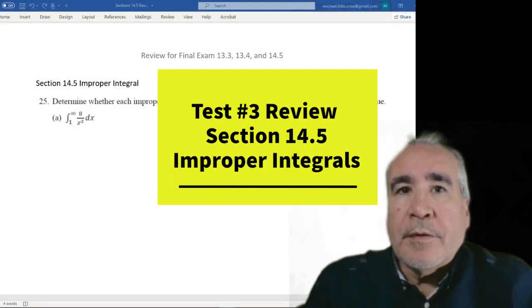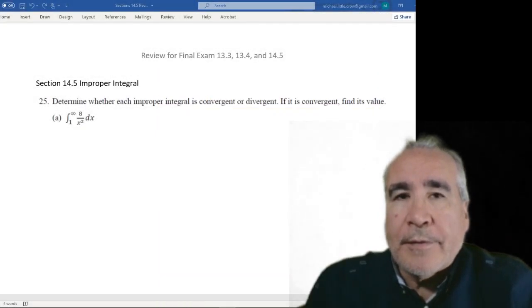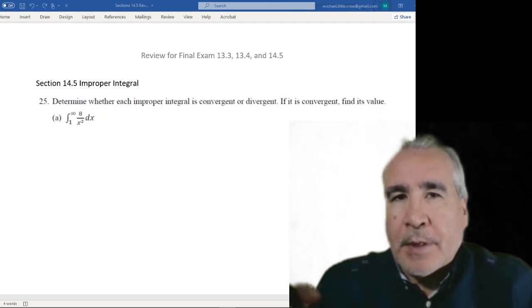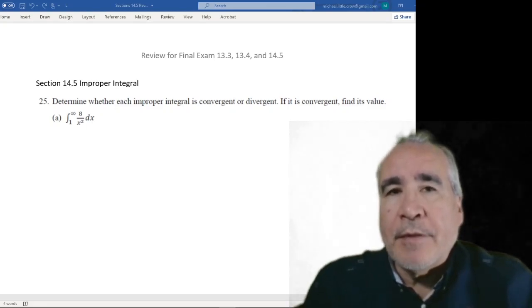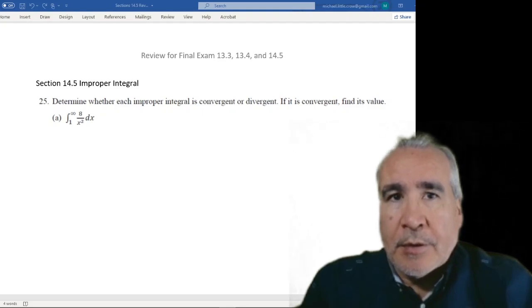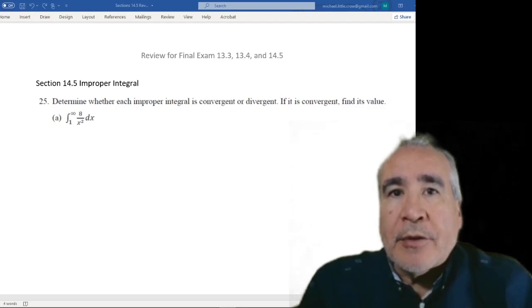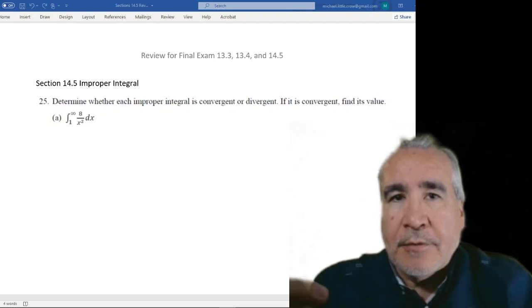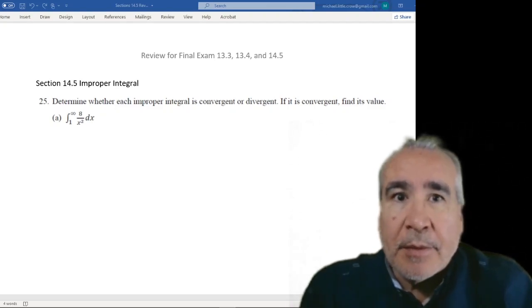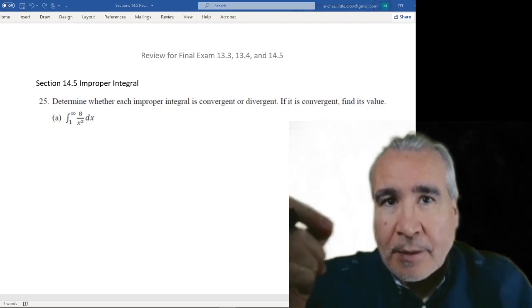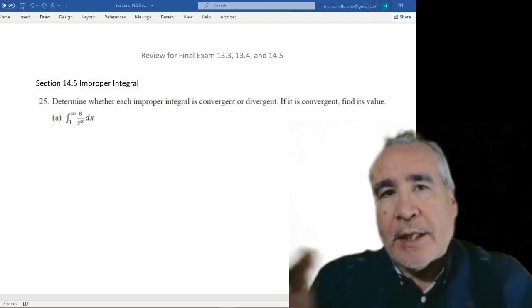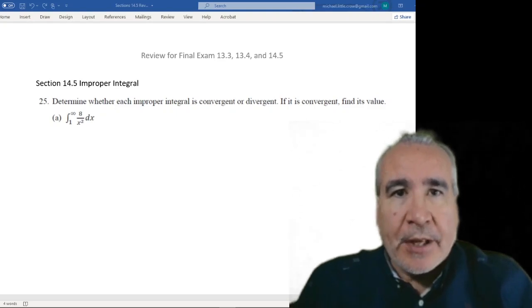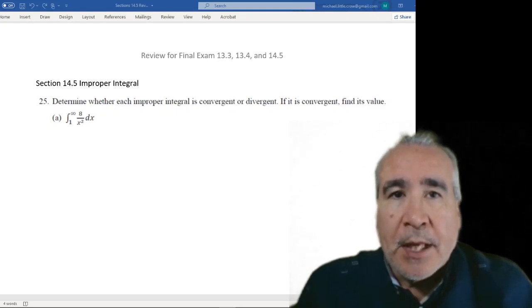So we'll continue our review with section 14.5, looking at improper integrals. Remember, these are integrals that have infinity as one of their limits of integration. We go about doing this by replacing that infinity with a letter m, thinking of it ending at some point. Then after we do the integration, we let the limit of that value go to infinity.